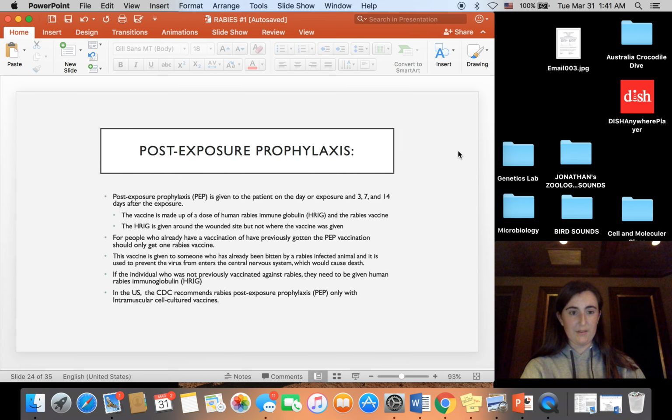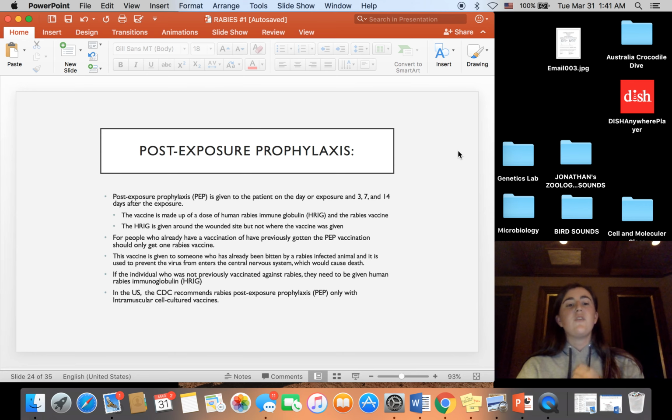The post-exposure prophylaxis vaccine is made of a dose of human rabies immunoglobulin, and it's also made up of the rabies vaccine. I'm sorry, the human rabies immunoglobulin is given around the wound site, but the rabies vaccine is given in a different place. The rabies vaccine is given in the arm, but make sure that is not where the wound site is.